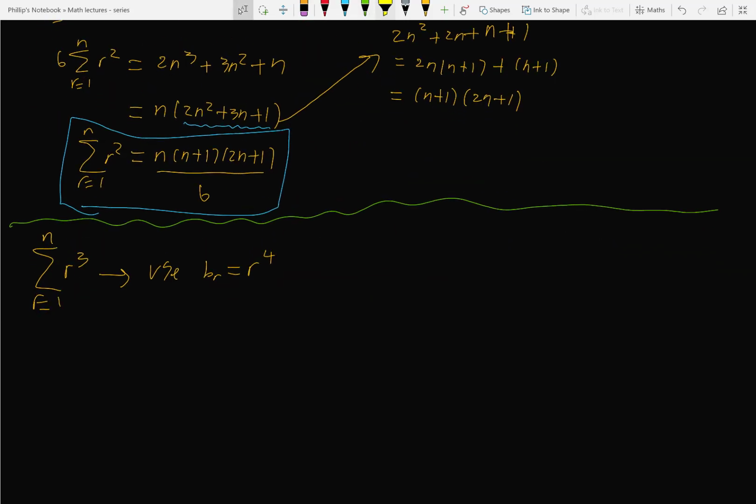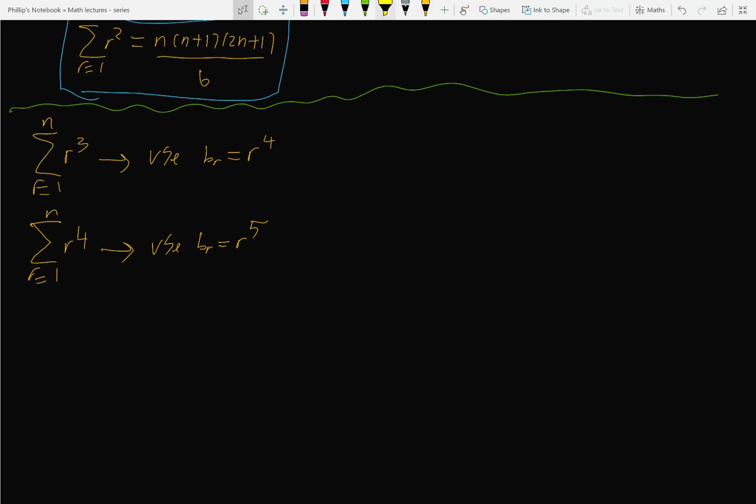And if you want, you can also do the sum of the first n to the r to the 4, and you can just use b underscore r is equal to r to the 5, and so forth. And you can even generalize it to just say r to the k, and there's a general formula for it as well. You can find it on Google. I don't know it to hand, I'll have to have a look. I'm not going to do it in the middle of a video, but you can generalize it.